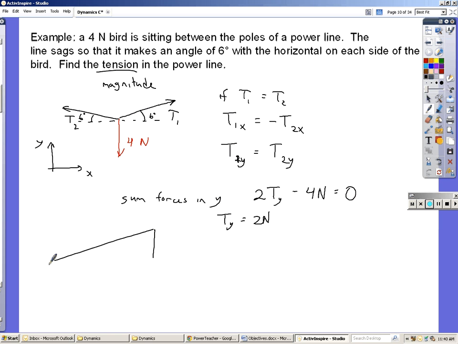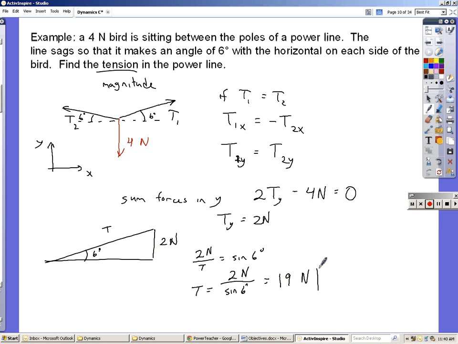So we'll draw our triangle. Hypotenuse is what we're looking for. We know that angle is 6 degrees, and we know that this is 2 newtons. And so we say that 2 newtons over T equals sine 6 degrees, and T equals 2 newtons divided by the sine of 6. And that comes out to be 19 newtons.